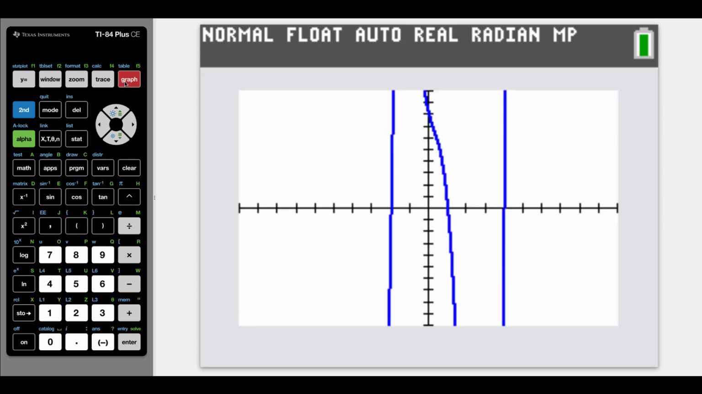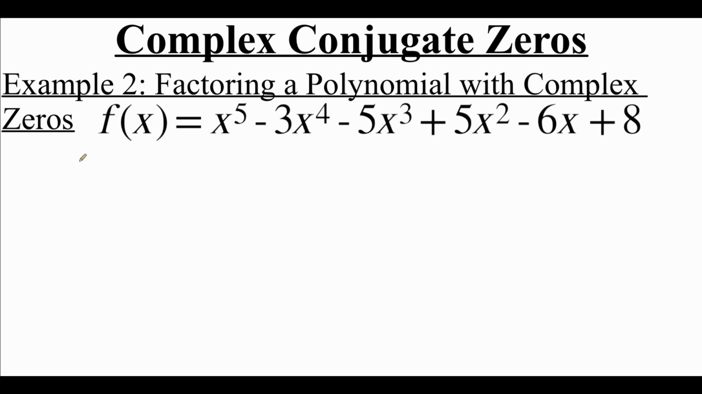So when I hit graph, as we're looking at zeros or x-intercepts, I can see that my graph is crossing at around negative 2, at 1, and also at 4. So because we have zeros at x equals negative 2, x equals 1, and x equals 4, we can start to get our polynomial factored out. For the zero of x equals negative 2, that factor would be x plus 2. For the zero at 1, that would be the factor x minus 1. And for the zero at 4, that factor would be x minus 4.